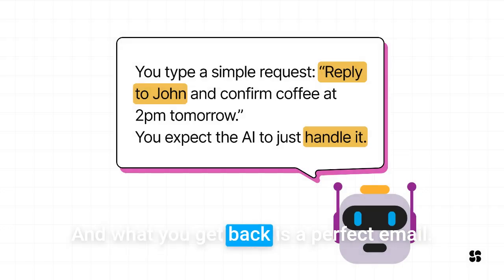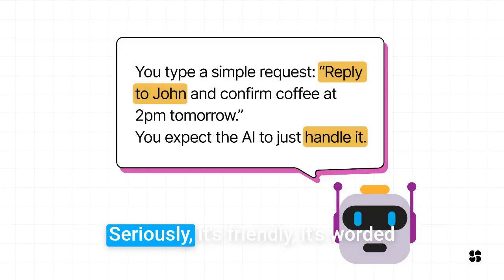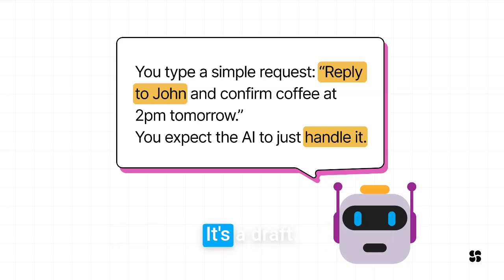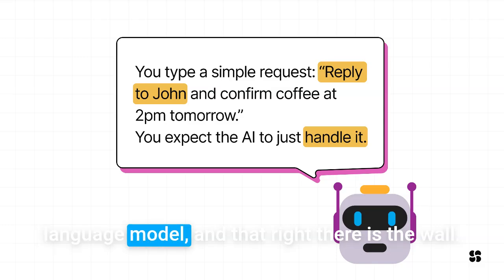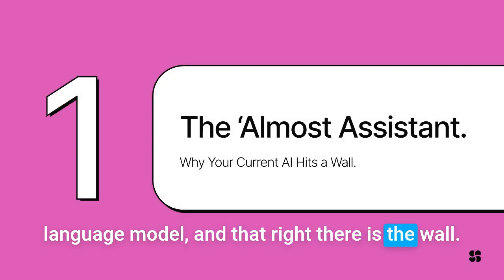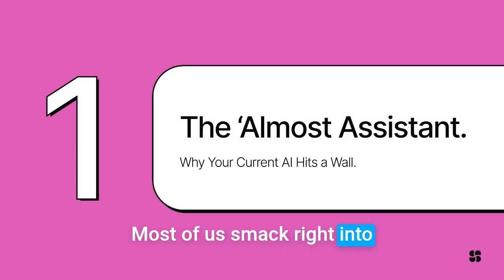And what you get back is a perfect email. Seriously, it's friendly, it's worded brilliantly, but it just sits there. It's a draft. It never sent. It never even checked if you were free. So what gives? Well, you weren't talking to an AI agent. You were just talking to a large language model. And that right there is the wall most of us smack right into. The AI is an almost assistant.